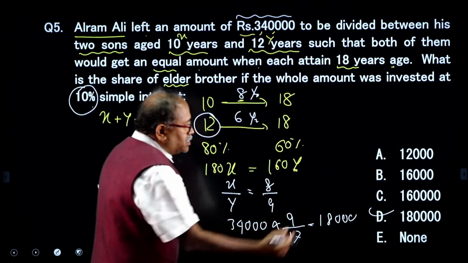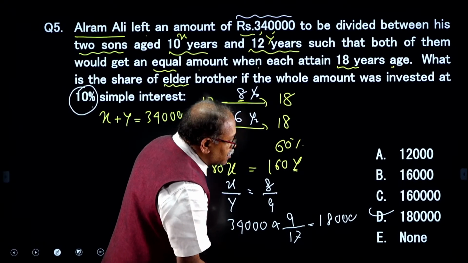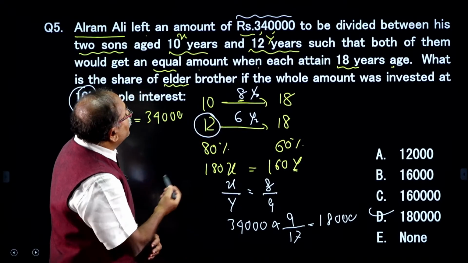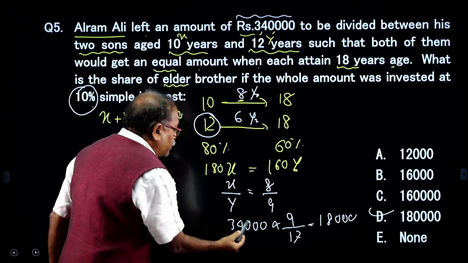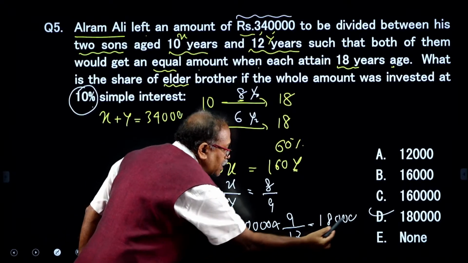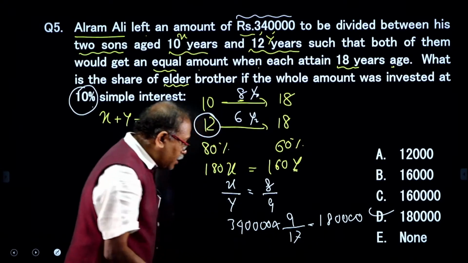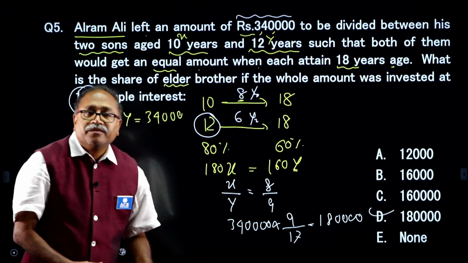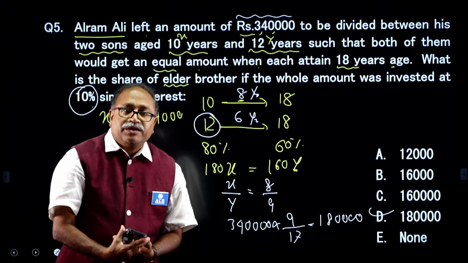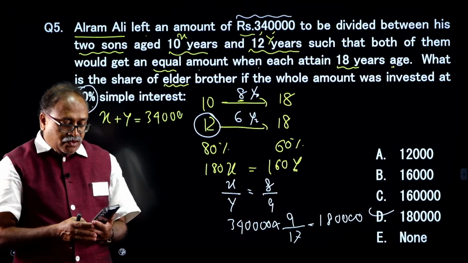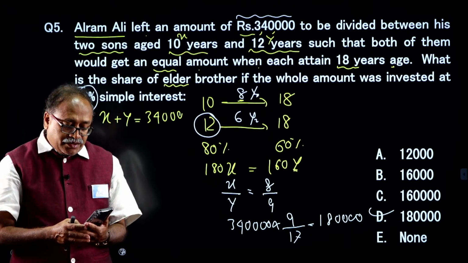Your option choice 18,000, right? Okay, we have one more 0 over here. So 4 zeros are there, so one more 0 will be there. Option choice D. Hope, my friends, you are understanding it.